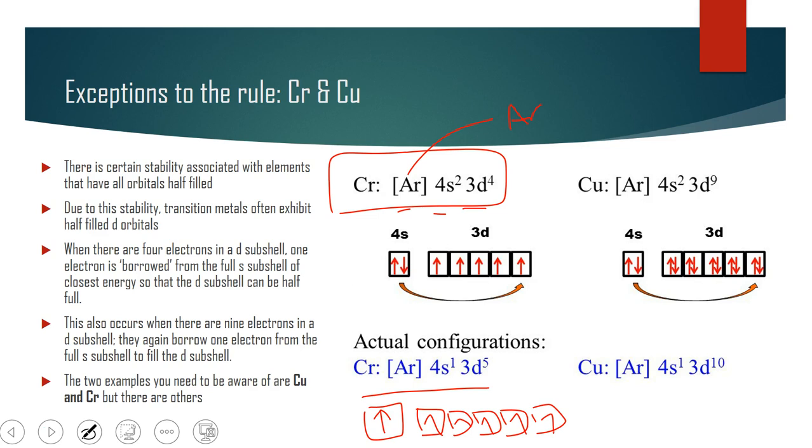The other one that we see as an exception is copper. Now we're at 29. So instead of being 4s2, 3d9, we get greater stability if we make the s1 on its own and pair up everything in the 3d. So these are our 2 exceptions to the Aufbau rule.